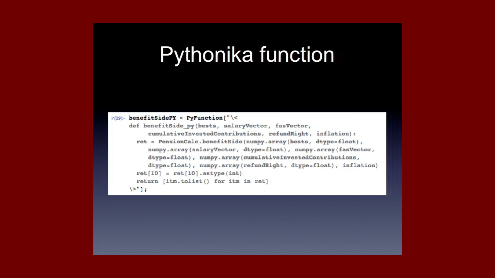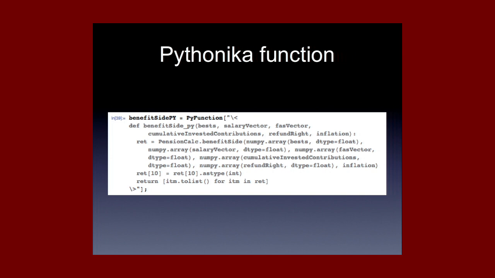Then it takes a set of variables: best salary vector, final average salary vector, cumulative contributions, refund rate, inflation. That's all the input variables you're going to take for that function. Then all I'm going to do is say pensioncalc.benefit side. Take that library that I loaded in the previous slide, pass through all the NumPy converted arrays that were passed into this, and that's just going to return me back a type.